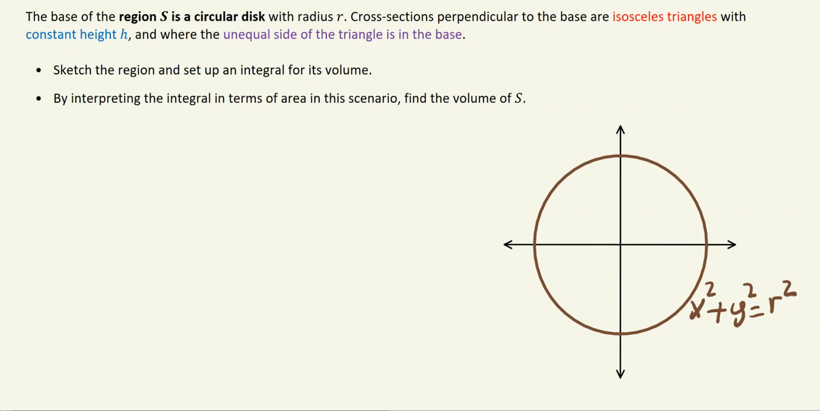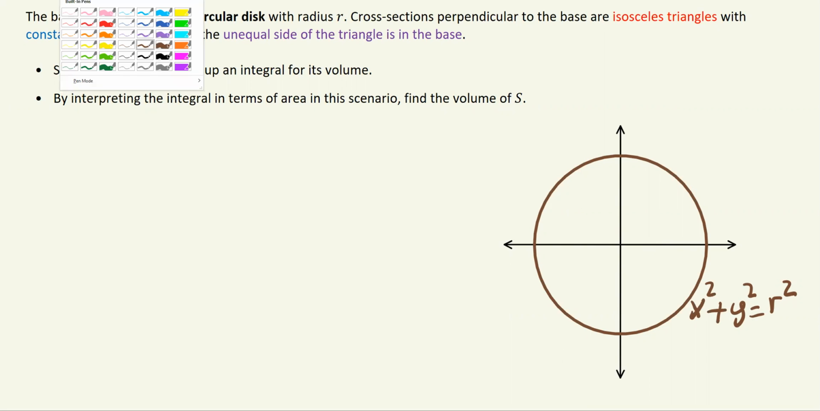Now, the cross section is perpendicular to this circular base right here, and it stands up straight. So it pops out at you. If you think of looking at the screen, it's popping out at you. And those things that are popping out at you are isosceles triangles with constant height h. Okay, so how do we think about that?